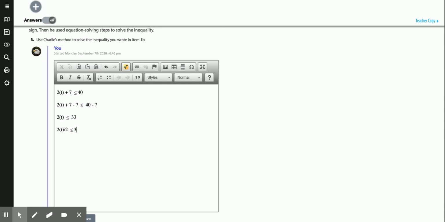And so we'll have 33 divided by 2 on this side. 2 divided by 2 is just 1, which is just 1t. It's going to be less than or equal to 33 divided by 2. Or 2 goes into 33 16 times, and you'll have 1 left over. 1 half, 16 and 1 half. Either one of these would be fine.